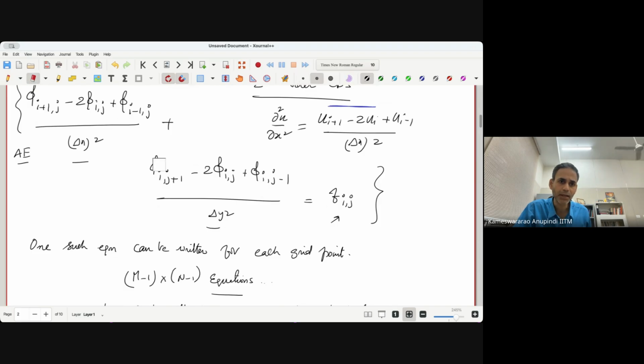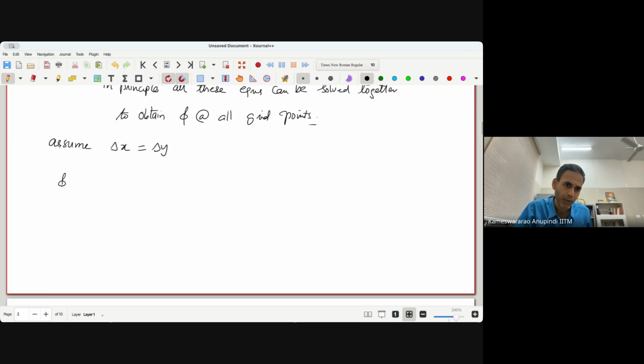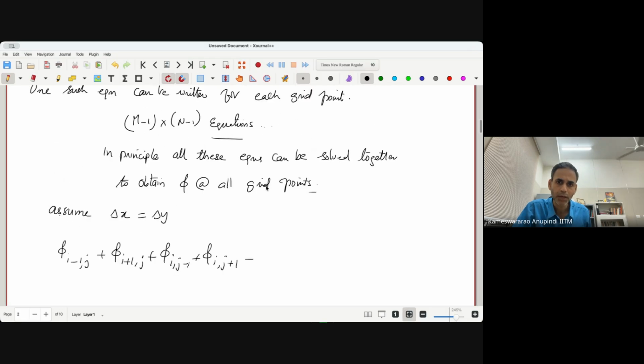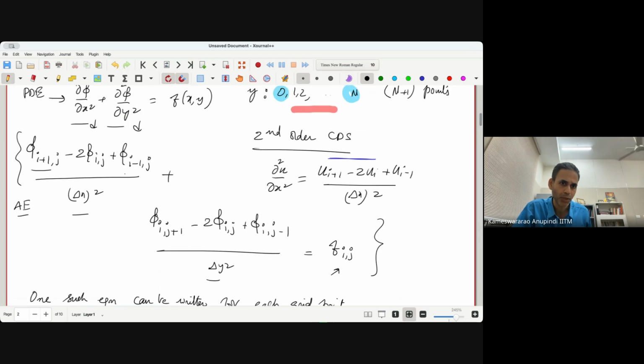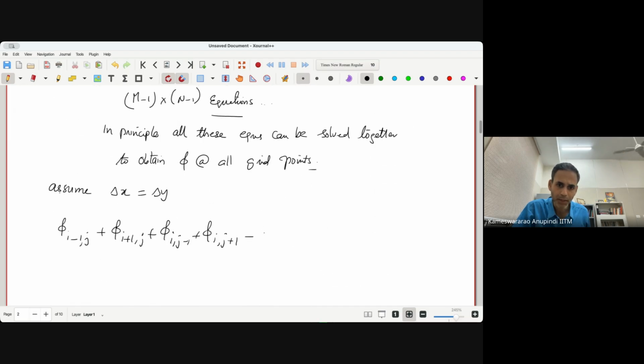Okay, in which case I can write these things slightly differently. I can write this as phi i minus 1 j plus phi i plus 1 j plus phi i j minus 1 plus phi i j plus 1. Essentially I have written this one, and this one, and then I have minus 2 phi ij and minus 2 phi ij, which will basically become minus 4 phi ij. Minus 4 phi ij equals delta square Fij. So that is the equation we obtained.